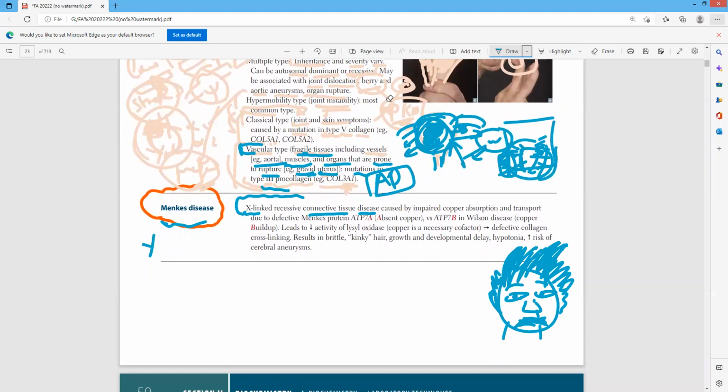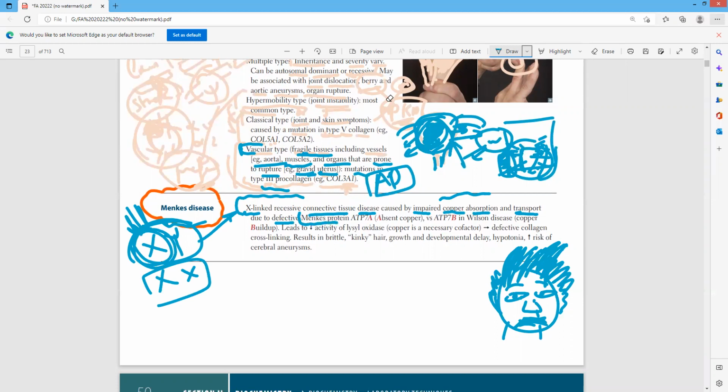X-linked. Remember that boys have X and Y and girls have X and X. For males, you only have one X, so if X bears that mutation, it will appear in the boys. You will have impaired what? You will have impaired copper absorption and transportation due to a defective Menkes protein, ATP7A. Remember that 7A is absent copper, versus ATP7B in Wilson disease.